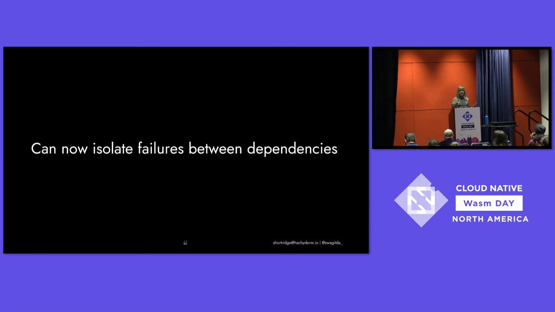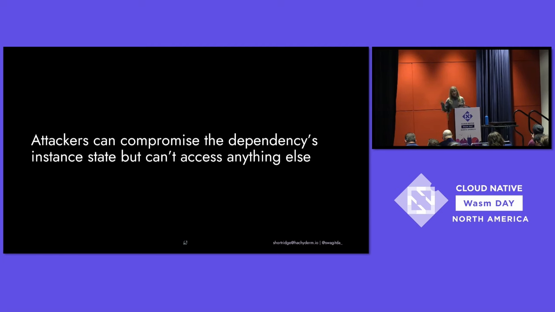They can now isolate failures between them, right? So whether an attacker targets a vulnerable dependency with an exploit or tampers with the dependency's code way upstream, we now have protection against their compromise attempts. The attacker will succeed in compromising the dependency's instance state, but now they have to do much more additional work, a sandbox escape, which is really hard, to access anything else in the instance. And ephemerality means they may need to re-exploit the component over and over and over to do whatever they want to do, which makes their work even harder.